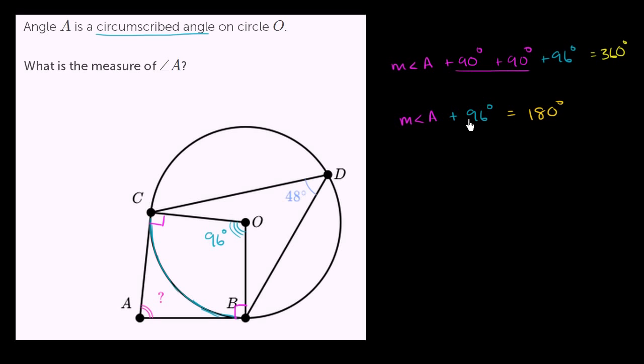So if we subtract 96 degrees from both sides, we get that the measure of angle A is equal to 180 minus 96. Let's see, 180 minus 90 would be 90. And then we subtract another 6, gets us to 84 degrees.